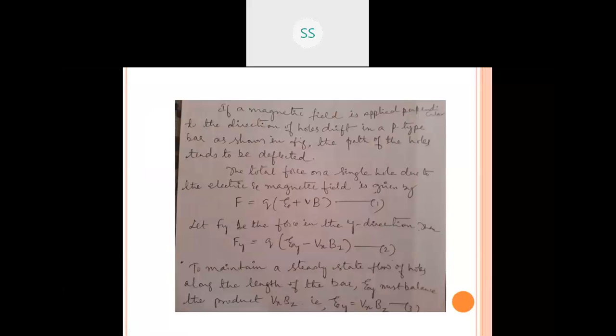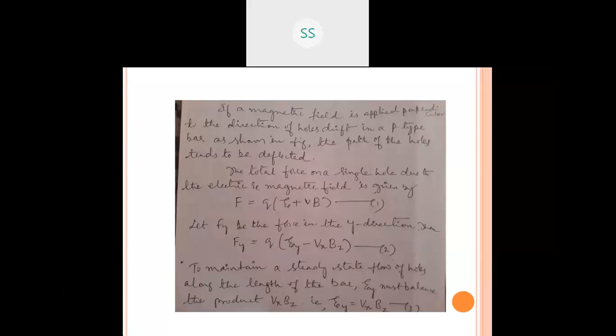So the total force on a single hole, due to the applied electric field and magnetic field, is given by a general formula, F is equal to Q into E, where E is the applied electric field, plus v cross B. So this is the total force exerted on the single hole. Now in that we are taking the y component. Let Fy be the force in the y direction. First we are defining all the parameters, later on we will go to this Hall.